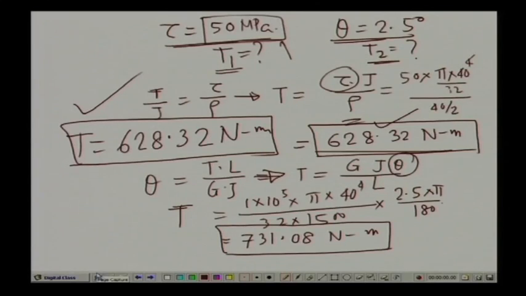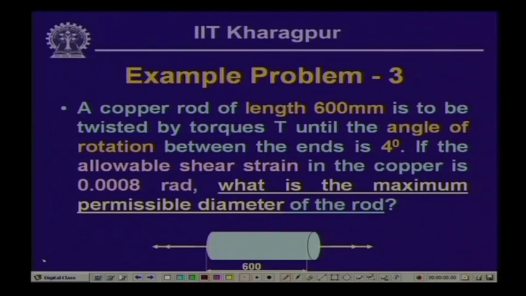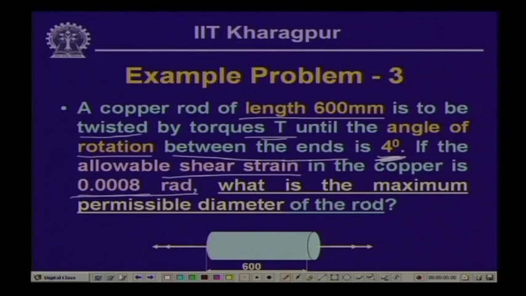Now, let us look into another example which is of a similar kind, but with a little difference, in that here we are defining it in terms of strain. A copper rod of length 600 millimeter is to be twisted by torque T until the angle of rotation between the ends is 4 degree, and the allowable shear strain in the copper is so much of radian. What is the maximum permissible diameter of this rod? This is the rod of length 600 millimeter subjected to a twisting moment, and we have to see that the strain does not exceed 0.008 in that rod.